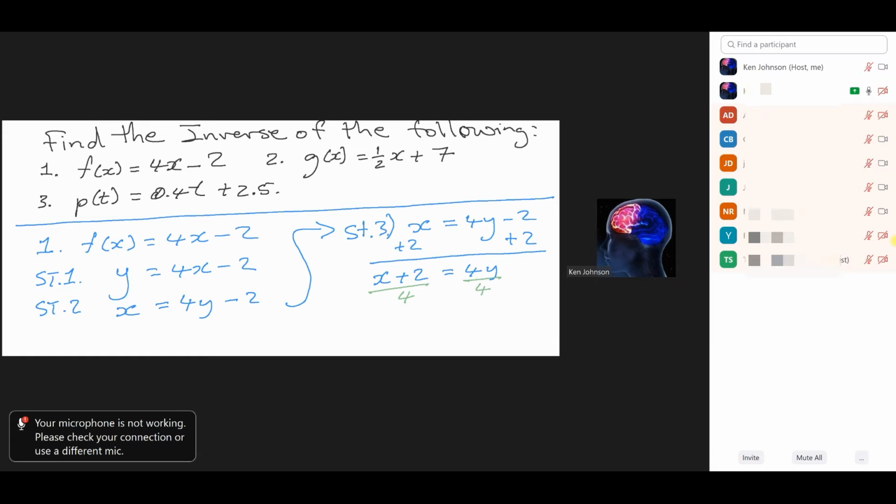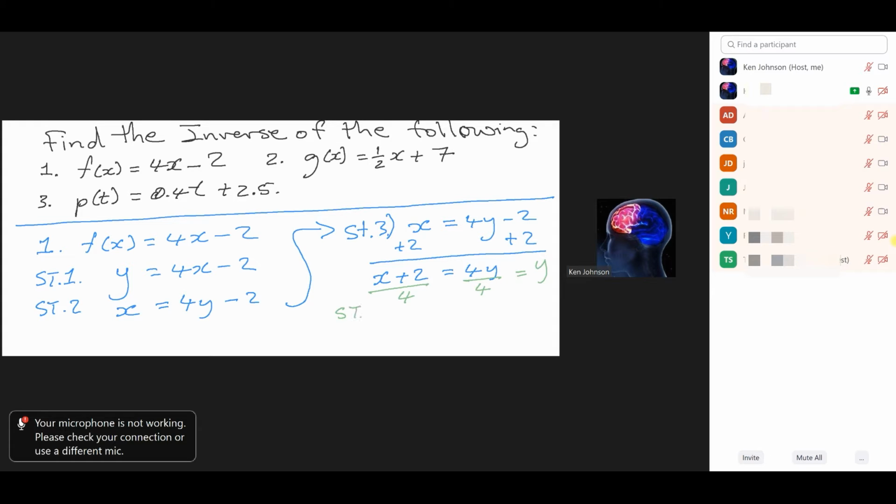the 2 steps here. On the right hand side, I'll actually have y equal x plus 2 over 4. Or I could have y equal x over 4 plus 2 over 4, which I would reduce. But I'm just going to go right. This will give me y. I'm just going to go right into step 4.